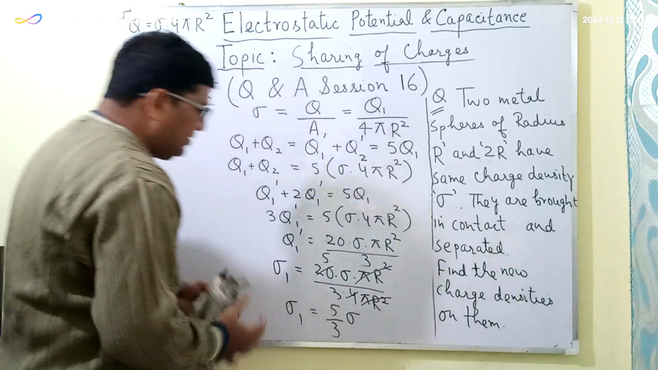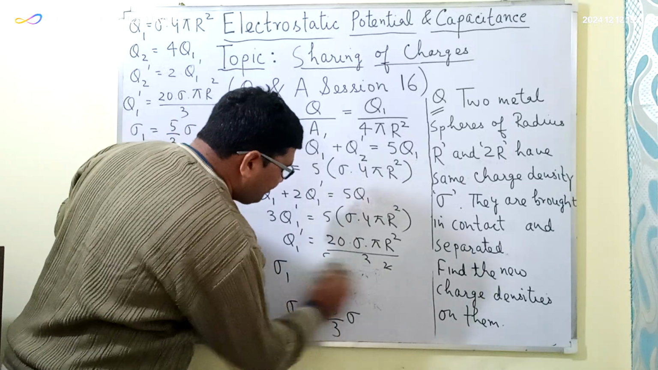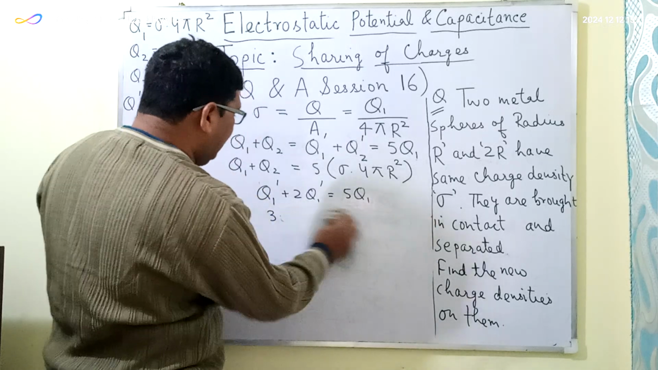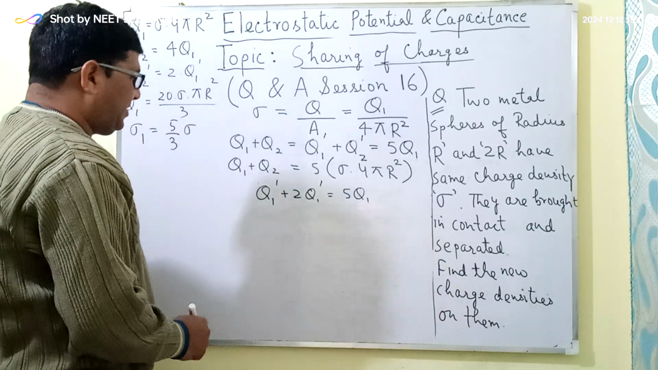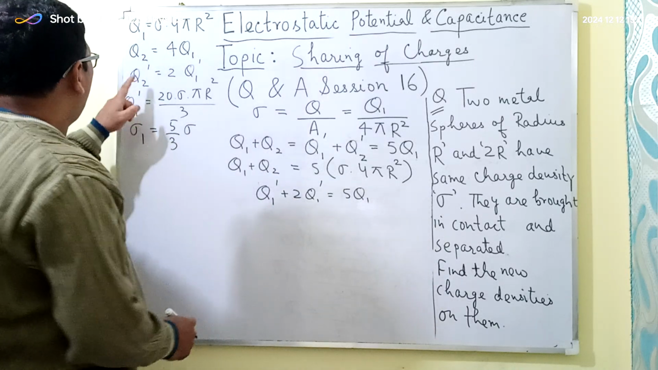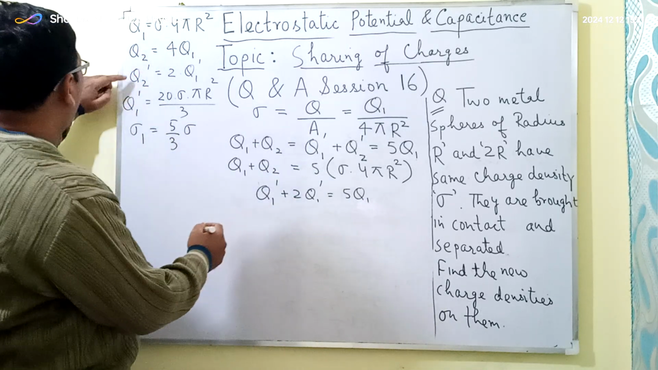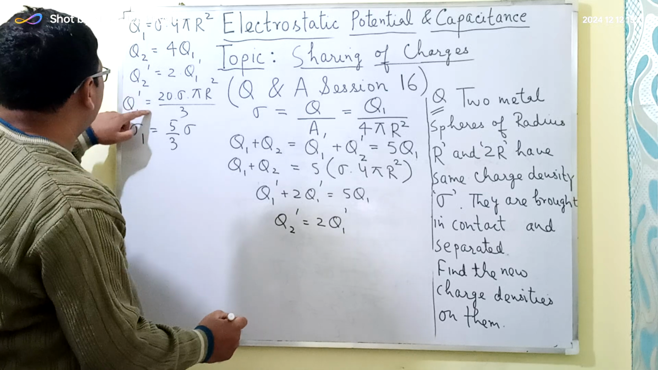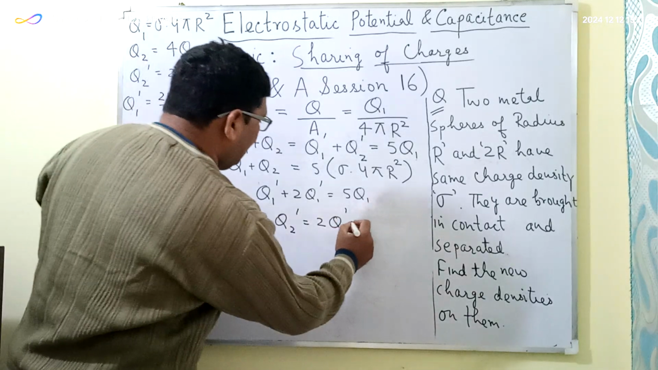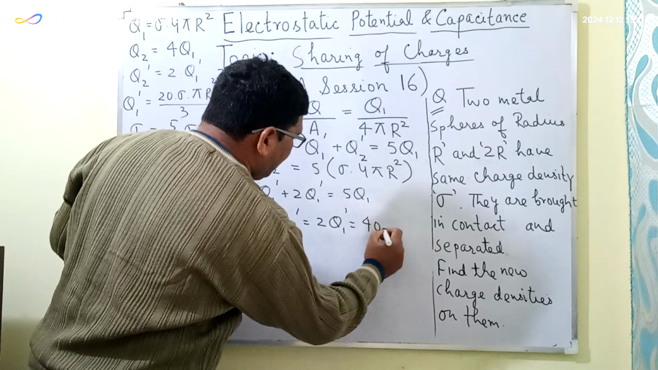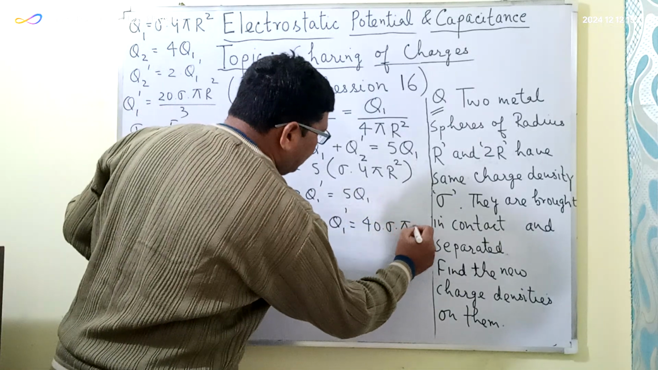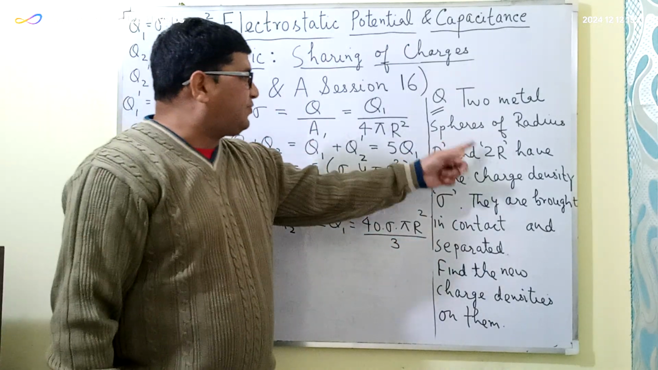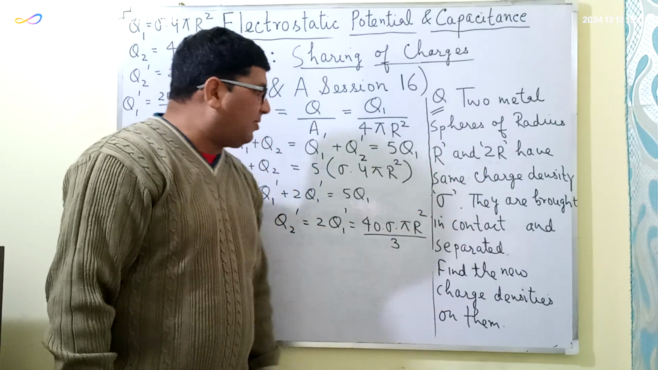Now we have to find the new surface charge density on the sphere of radius 2r after both the two spheres are brought in contact with each other and separated. So here we see there is one equation, that is Q2 dash is equal to 2 times Q1 dash, and Q1 is equal to 20 into sigma into pi r square. So 20 into 2 will be equal to 40 into sigma into pi r square divided by 3. So this is the total charge residing on the surface of the sphere of radius 2r after both these two spheres are brought in contact with each other and separated.